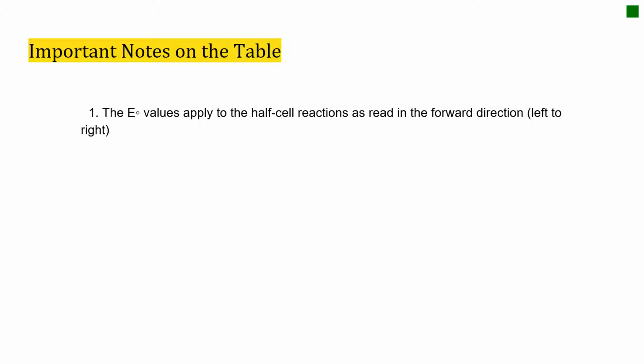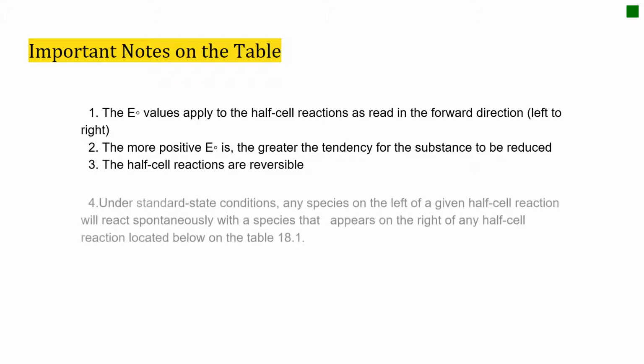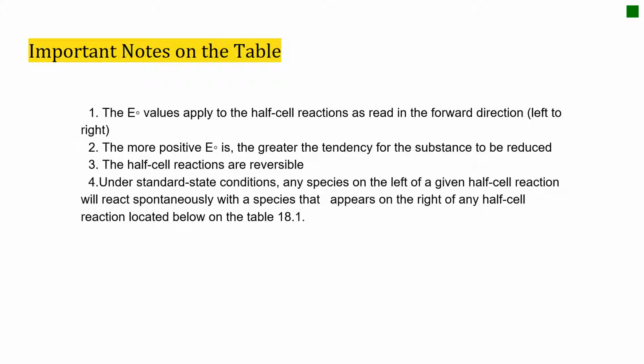There are important notes to keep in mind when you're looking at the table. The standard values apply to the half-cell reactions as read in the forward direction from left to right, and the more positive E° is, the greater the tendency for the substance to be reduced. The half-cell reactions are reversible, so depending on the conditions, any electrode can act either as an anode or as a cathode. Under standard state conditions, any species on the left of a given half-cell reaction will react spontaneously with the species that appears on the right of any half-cell reaction located below it in the table. This principle is sometimes called the diagonal rule.